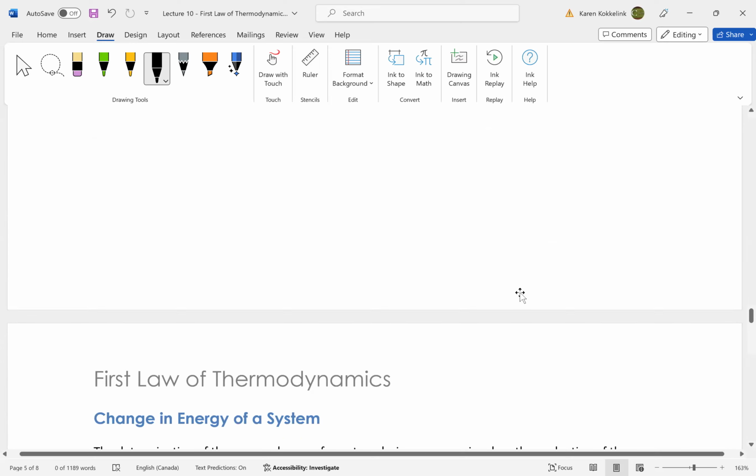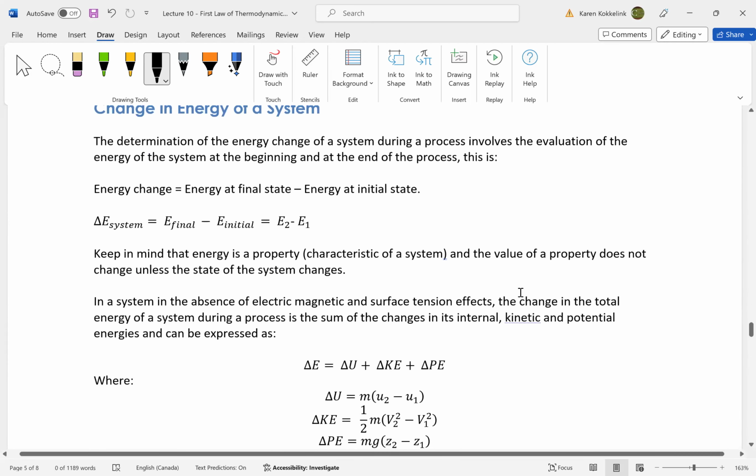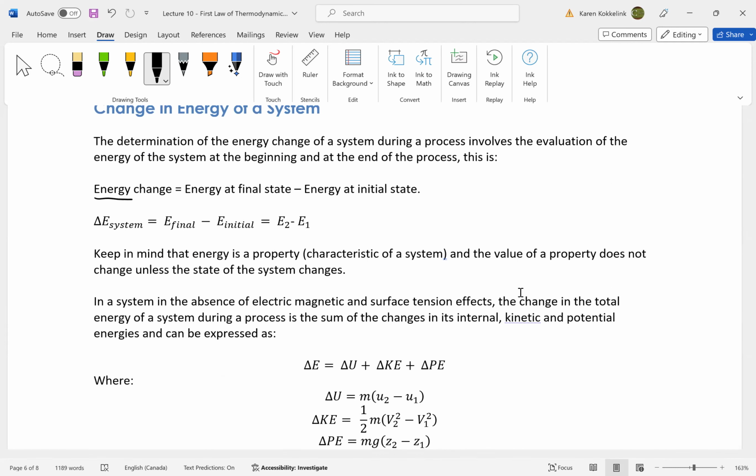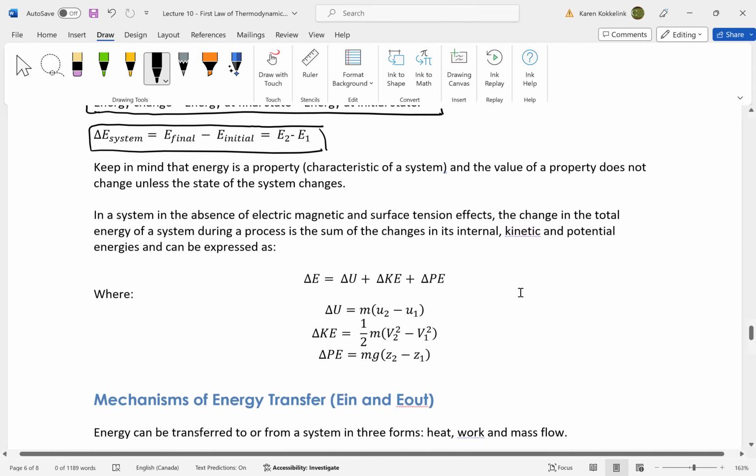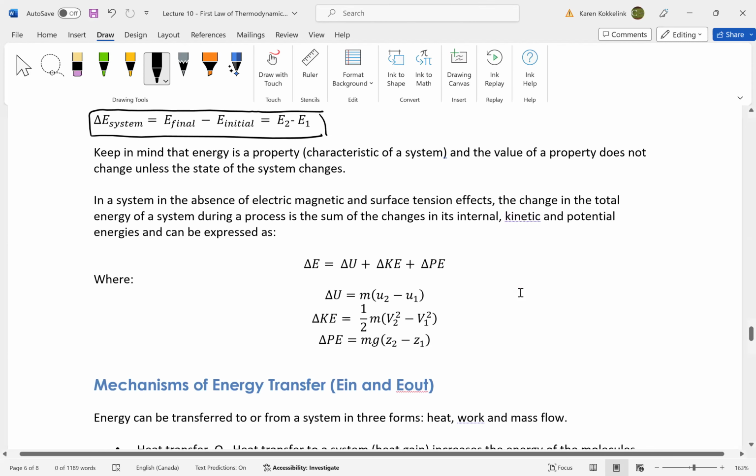So the change of energy in a system can be defined as the first law energy balance. Energy change equals final state minus initial state. Delta E equals E final minus E initial, or E2 minus E1. I'm just saying it over and over again in different ways. If I do an illustration of this, then I can see it a little bit more clearly.